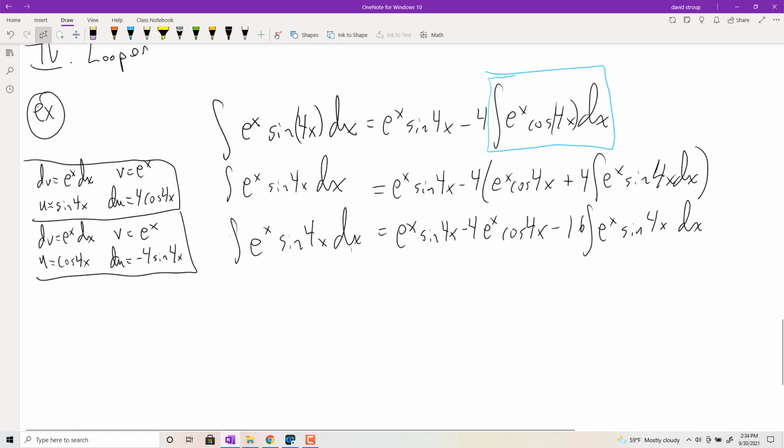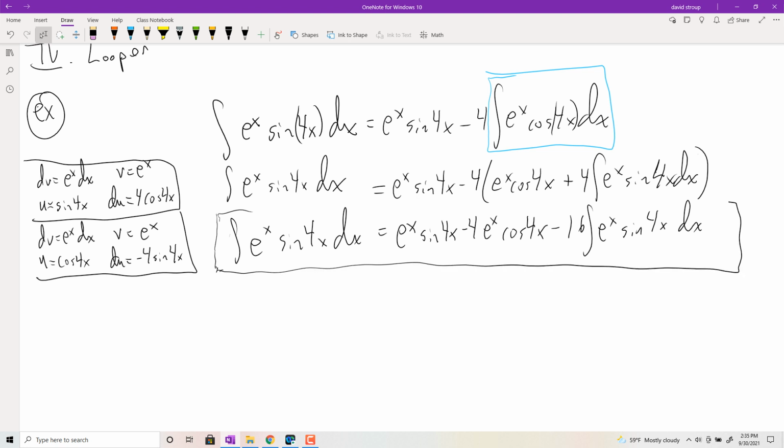And look at this equation, right? Look at it now as an equation as opposed to just simplifying an integral. What do we want to know? Well, we want to know what this integral equals. That integral is right there. It's also over here.